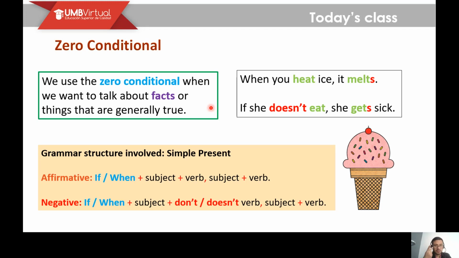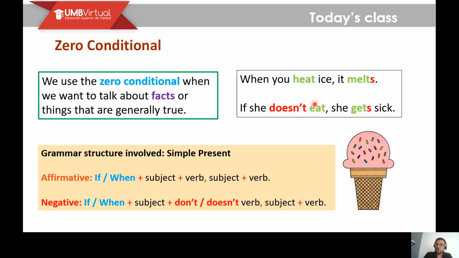In here we're going to check only two: the zero conditional and the first conditional. The zero conditional is used when we want to talk about facts or things that are generally true. So in zero conditional, the conditions are always true. For example, if you heat water, it boils. Or when you heat ice, it melts. Or if she doesn't eat, she gets sick.